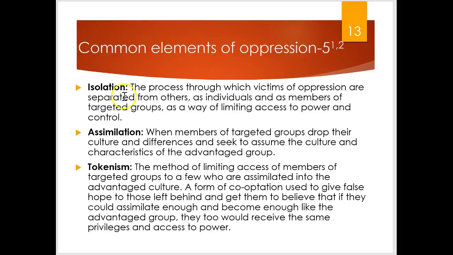Finally, 3 more common elements of oppression. Basically, we isolate members of oppressed groups. There's a relationship quite often between race and socioeconomic class. We call this the eth-class relationship. And what we often see is that poor people of color live in particular parts of towns or cities so that they are isolated from other people.